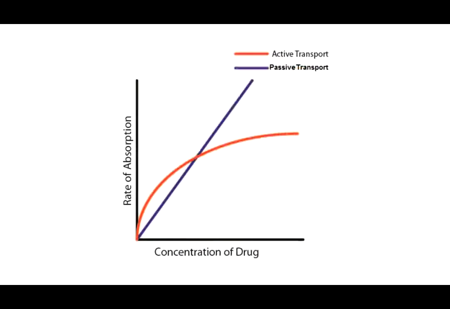As the carriers are present in the membrane, there is a competition taking place between the natural substrates and the drug molecules. So there is always a competition. So when higher concentrations are given, there would be a limit at which there would be a saturation. Here in this diagram we can see, when compared to the passive diffusion, there is a linear relationship in the passive diffusion.